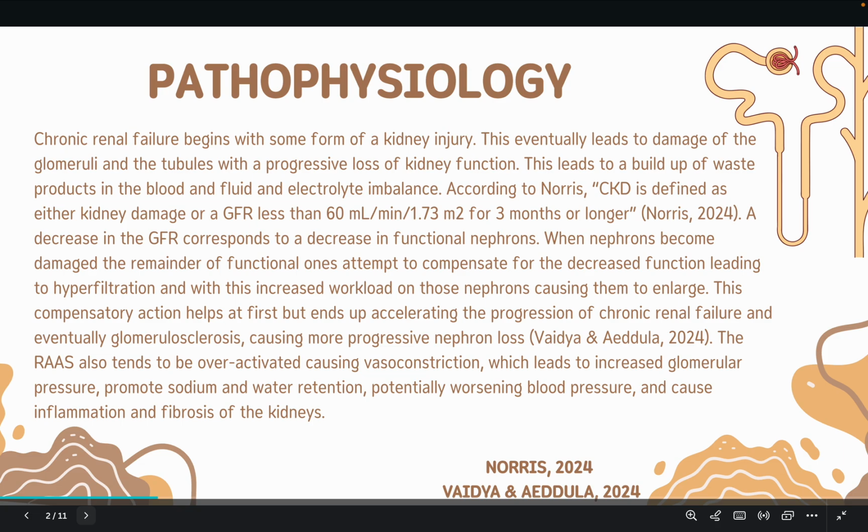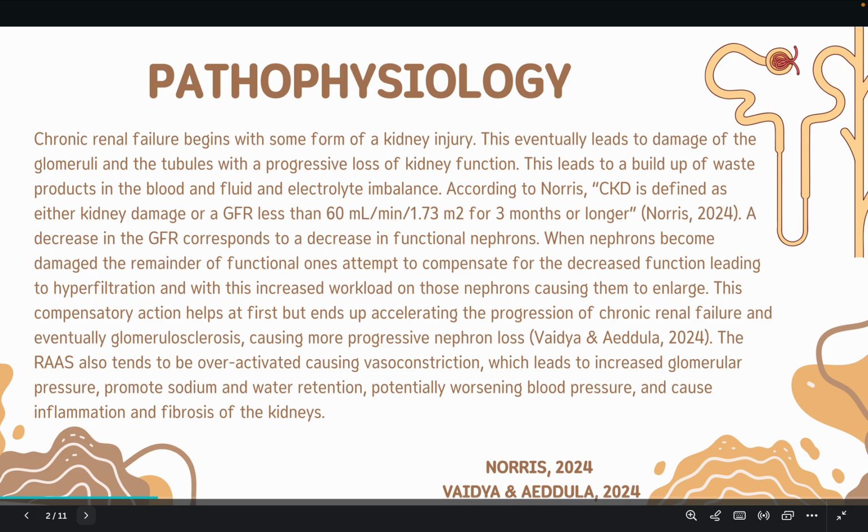When nephrons become damaged, the remainder of functional ones attempt to compensate for the decreased function, leading to hyperfiltration. And with this increased workload of those nephrons, it causes them to enlarge. This compensation mechanism helps at first, but ends up accelerating the progression of chronic renal failure and eventually leads to scarring of the glomeruli, causing more progressive nephron loss.